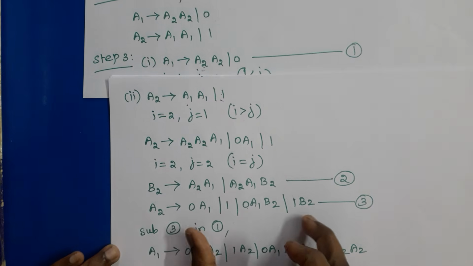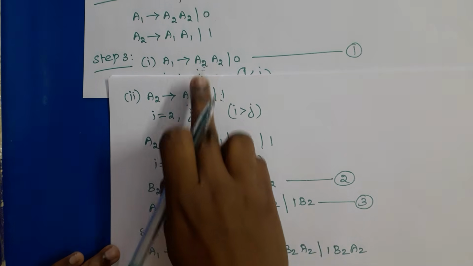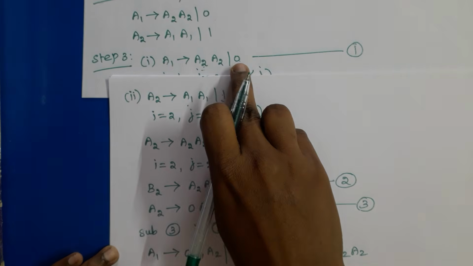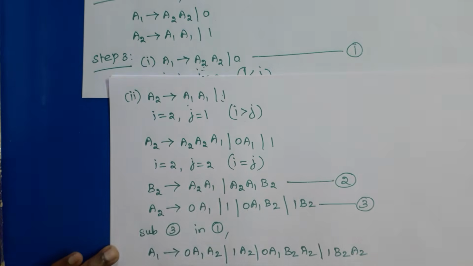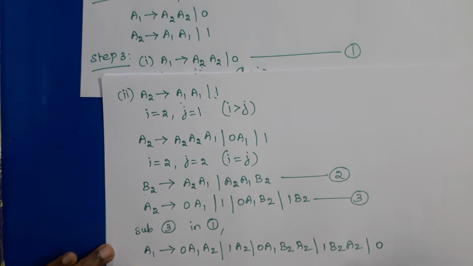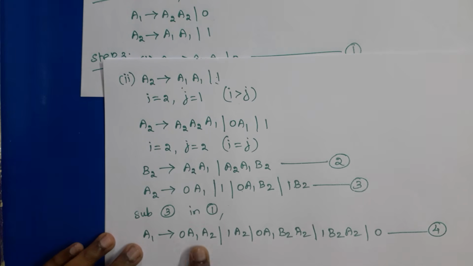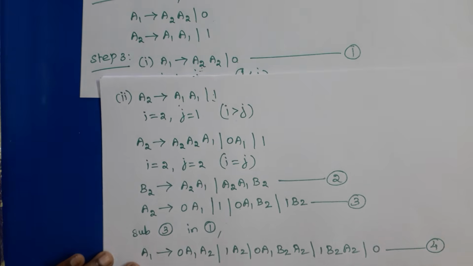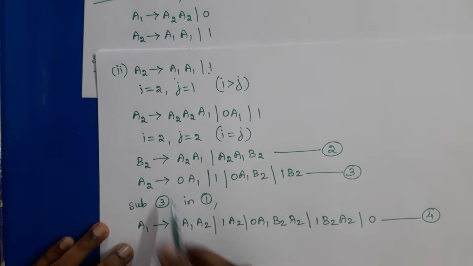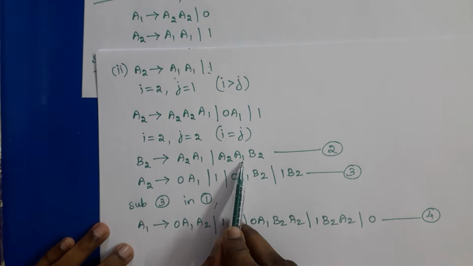Okay, so we have now substituted all these four equations here, but the A1 has 0 also, so that should be written at the end. So this is now A1 also in the GNF format. Terminal, non-terminals, terminal, non-terminal, all the productions have terminal followed by 0 or more non-terminals. Okay, so now we need to replace B2 in the form of GNF.